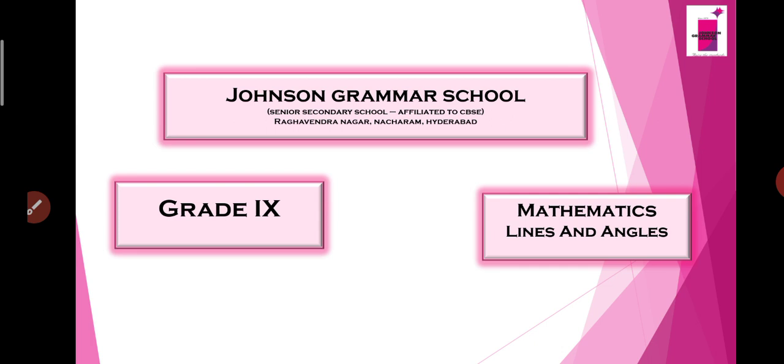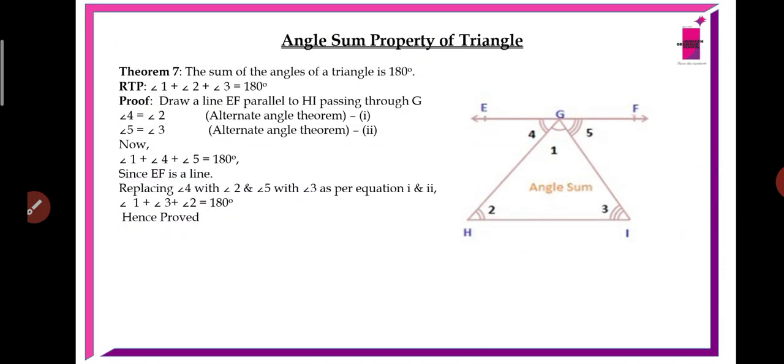In the previous session, we discussed exercise 6.2. Now, in this session, we are going to discuss two important theorems of the chapter: theorem 6.7 and 6.8. Theorem 6.7 is the angle sum property of triangles, and 6.8 is the exterior angle property of triangles. You already have an idea of these two theorems from previous classes, but we are going to prove these theorems in this grade.